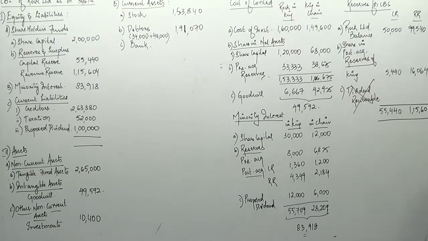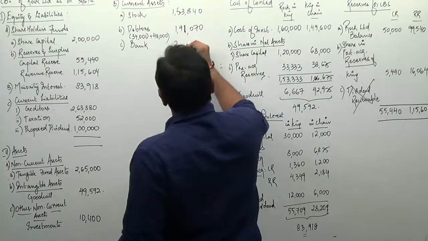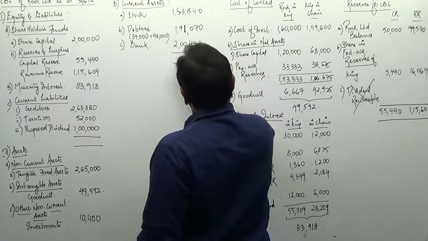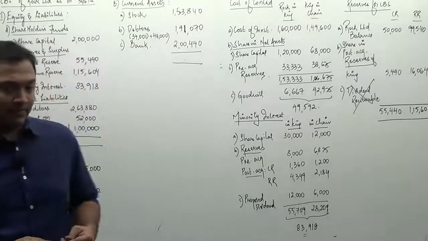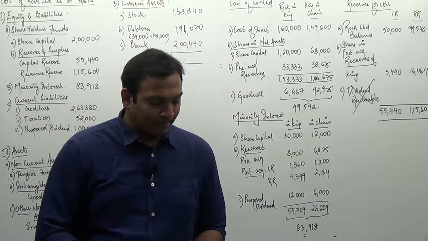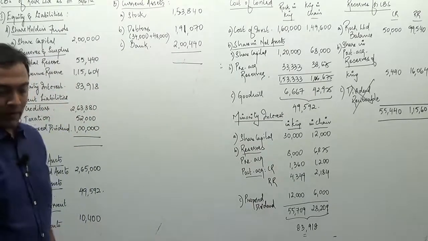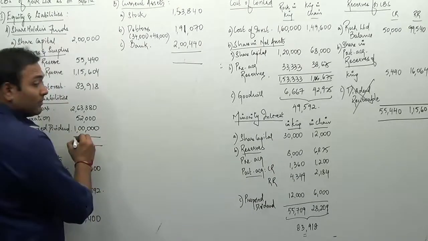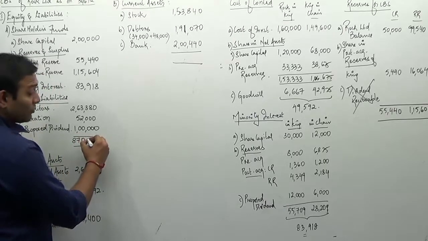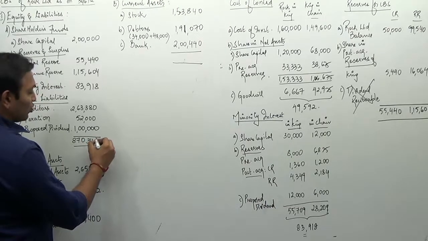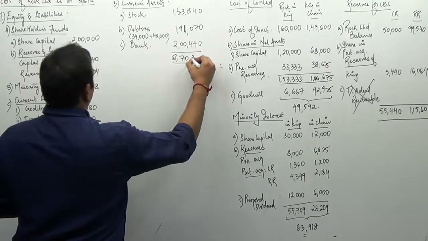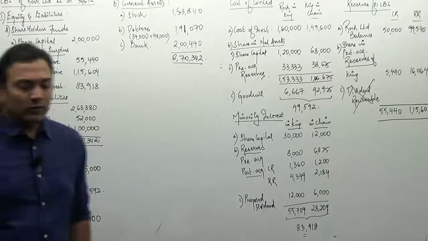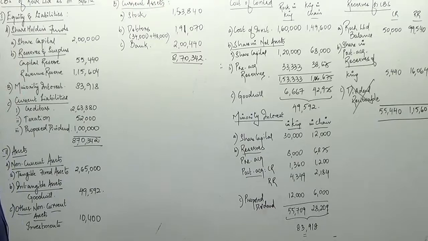Bank. Bank balance, add it. A simple addition of those figures is required. Find out that. Bank is 200,440, and that's totally your balance sheet. And the balance sheet total is 870342. Balance sheet should tally, guys.